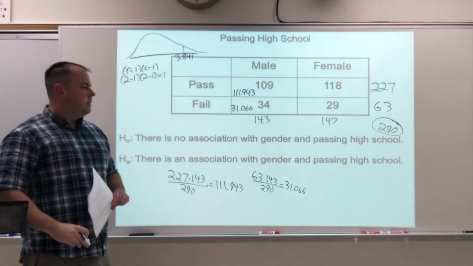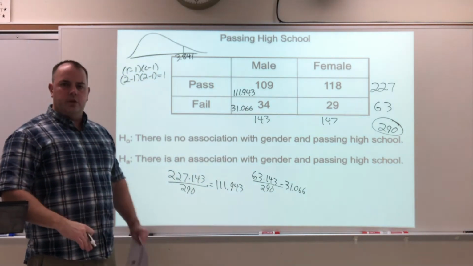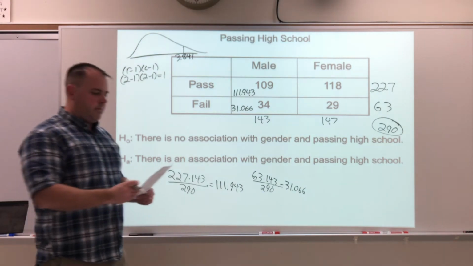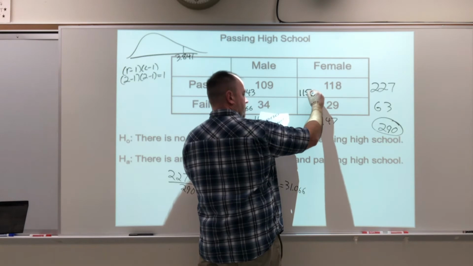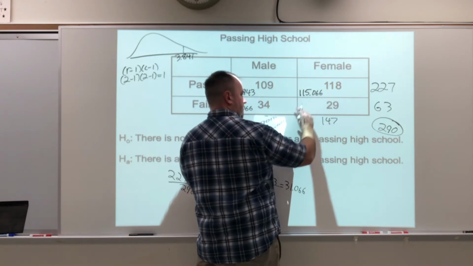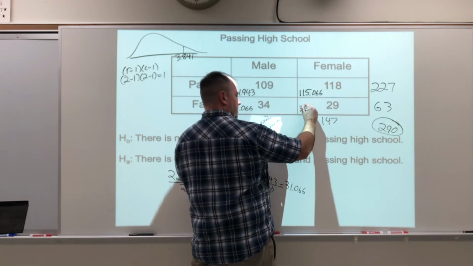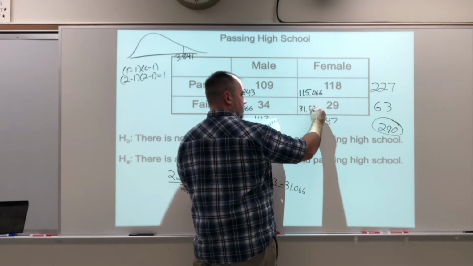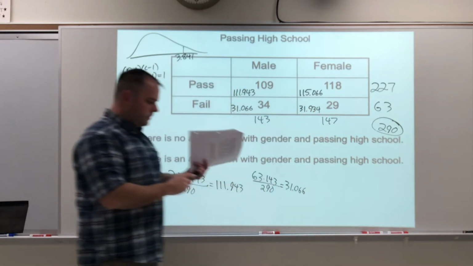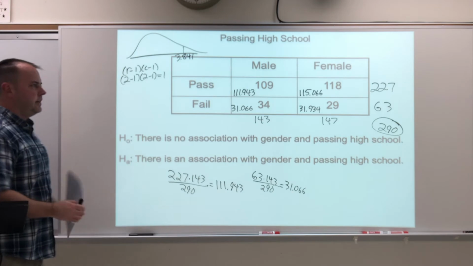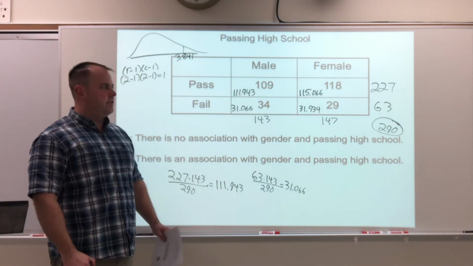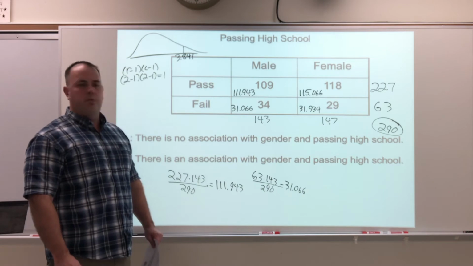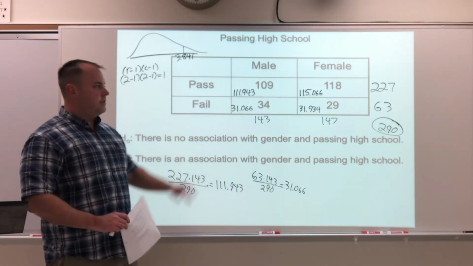So why don't you go ahead, pause it, do the last 2, make sure our numbers match up. Okay, so there are the other 2 expected values you should get. I have 115.066, 31.934. These are expected values.